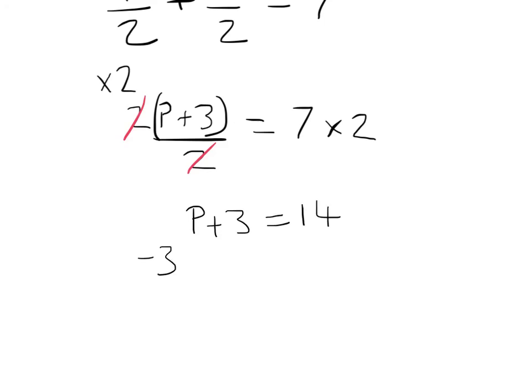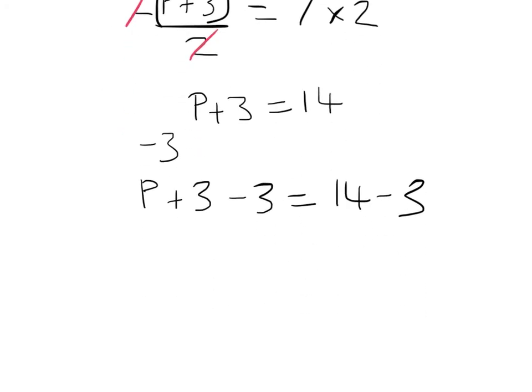We're going to take 3 away because we have to get rid of this plus 3. So p equals, oops, sorry, I've skipped a step again, getting ahead of myself. p plus 3, take away 3, equals 14, take away 3. And we can do that. We can say, well, p is equal to 11. Fantastic. Let's check to see if we're right.